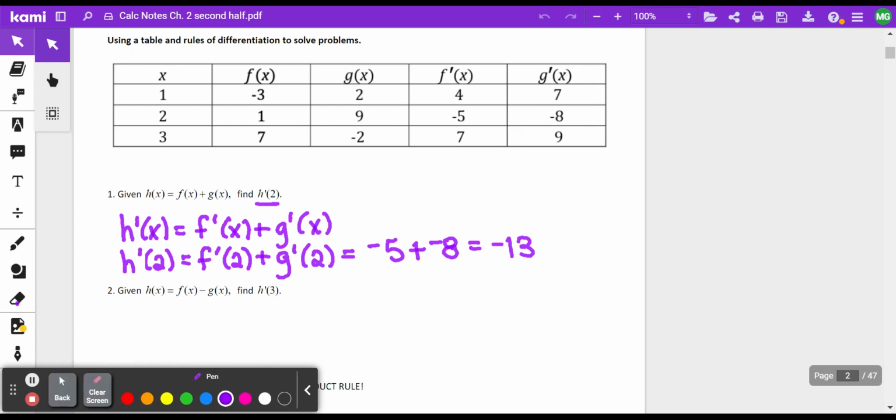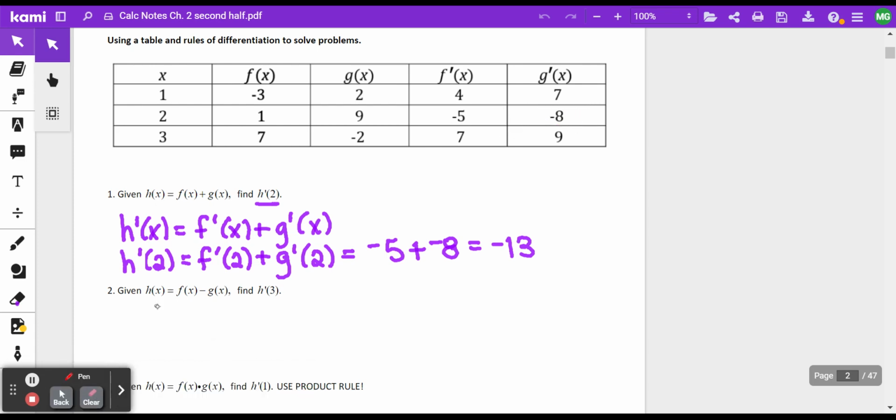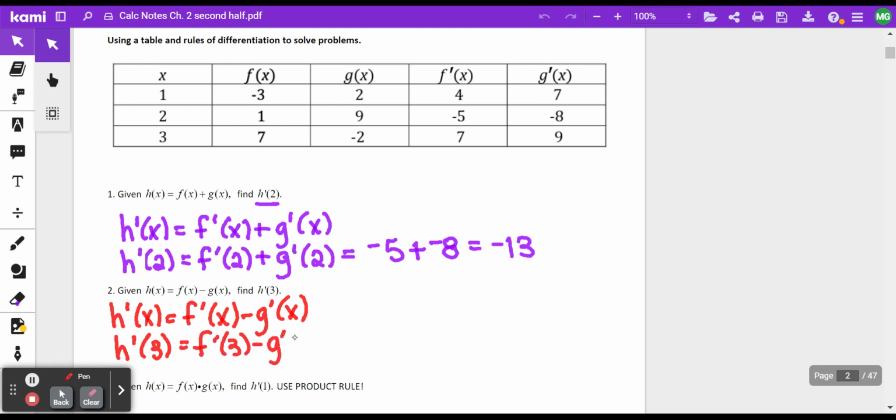Okay, so the next thing we're going to do is it tells us that h of x is represented by f of x minus g of x. So, of course, h prime of x will be f prime of x minus g prime of x. We've been told to take h prime of 3. So we'll take f prime of 3 minus g prime of 3.